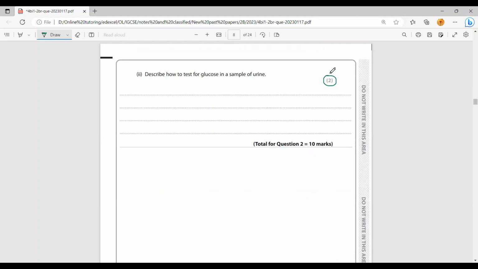You have to mention 2 important things. Add the Benedict's solution. And if it turns orange, so it has glucose. No, like this you take half the marks. Don't forget to heat. Heat, please. Yes, heat. Benedict's solution and heat.